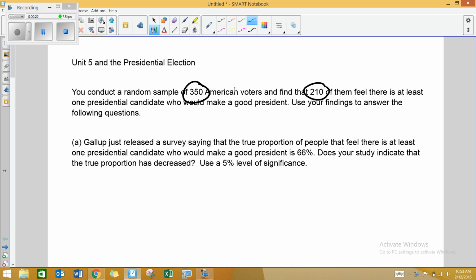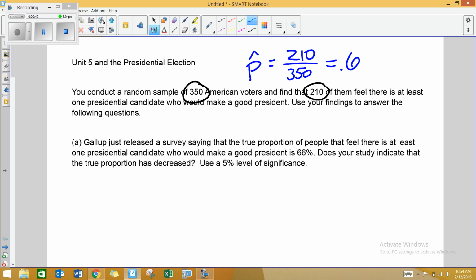So right here, this is our sample proportion. So 210 out of 350 gives us 0.6.